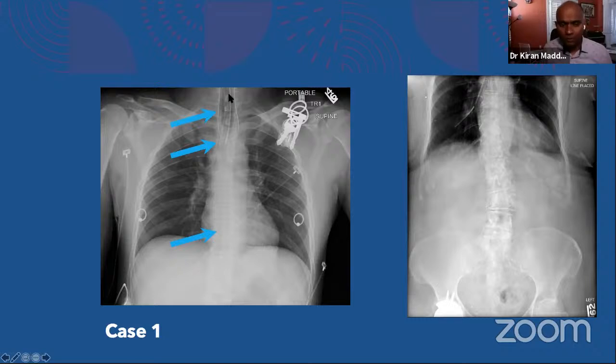So here, the patient is intubated. You can see the ET tube in the trachea. This is the bifurcation of the trachea, which is called the carina. We usually see that the ET tube tip is about 3 centimeters away from the carina. Most important, it should not enter into any of the bronchi here.